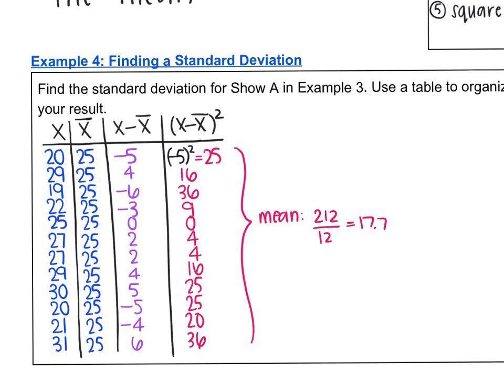The last step is to take the square root of the variance. So I'll grab my calculator and I'll do the square root of 17.7. My standard deviation after all of that work is 4.2. So what does that mean? We got a standard deviation of 4.2.